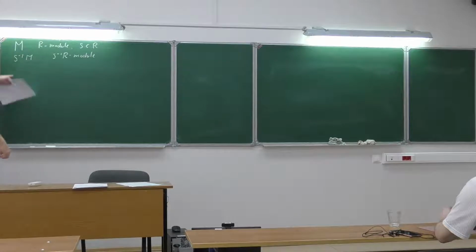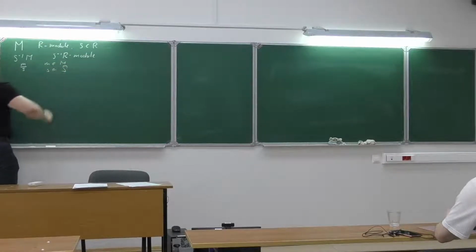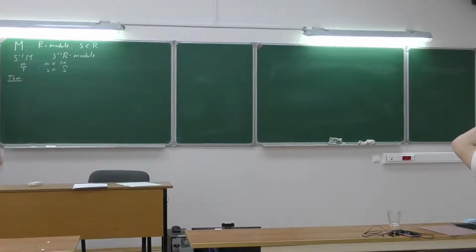Elements of this localization of the module are just fractions of the form m over s, where m is in the module M and s is in the multiplicative set S. So we can localize not only rings, we can localize also modules. We proved one general observation. Now I want to formulate the theorem, which is completely analogous to the theorem for rings that we proved last time. This is about the universal property.